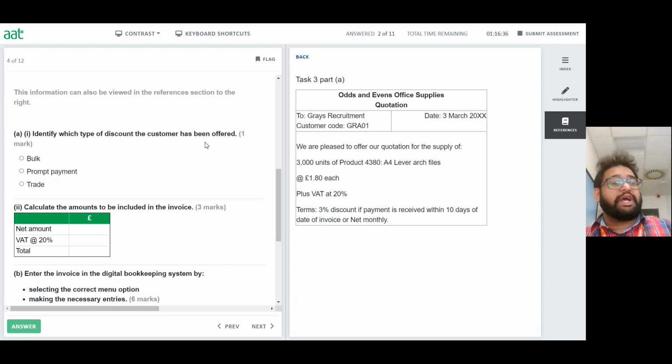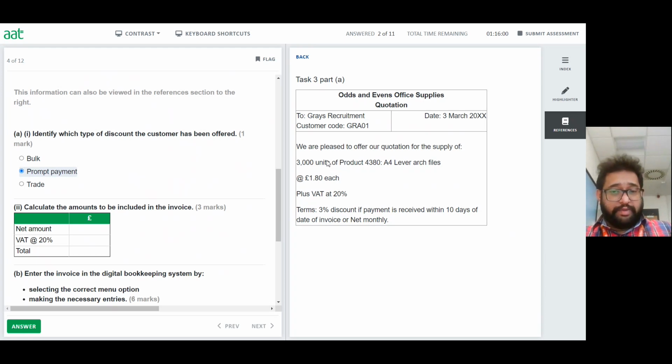Identify which type of discount the customer has been offered. We call it a prompt payment discount. Calculate the amount to be included in the invoice. Regardless of whether they take it or not, the prompt payment discount is not calculated by us who are sending the invoice. The customer, if they take that prompt payment discount, has to calculate the discount and send the net payment out to us, and we have to issue them a credit note for the difference, and then we record that in our discount or day book only if they're taking it. If they're not taking it, it's not going to be a problem. So here they want you to find out what is the net.